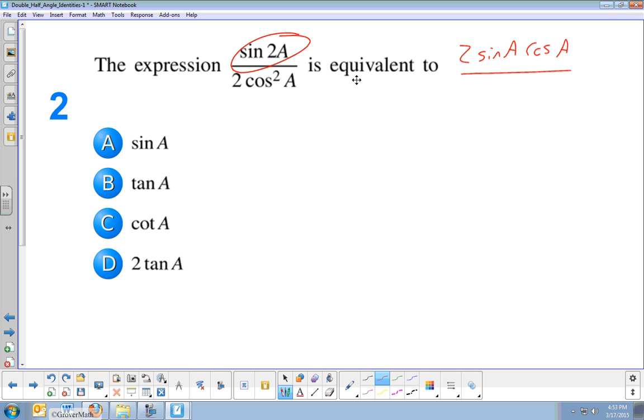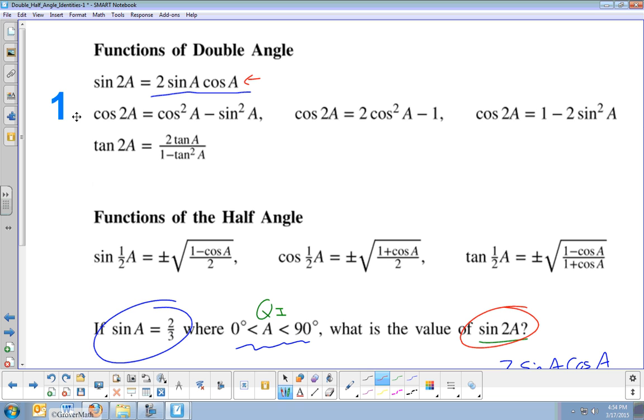And 2 cos squared. Now this is not a double identity. That's a little confusing because it is 2 times, but if the 2 were here, then that would be an identity. The 2 in the front, that's just a coefficient. So that's not the same thing as cos 2a. So 2 cosine a is not the same thing as cosine 2a. Let's keep that in mind.